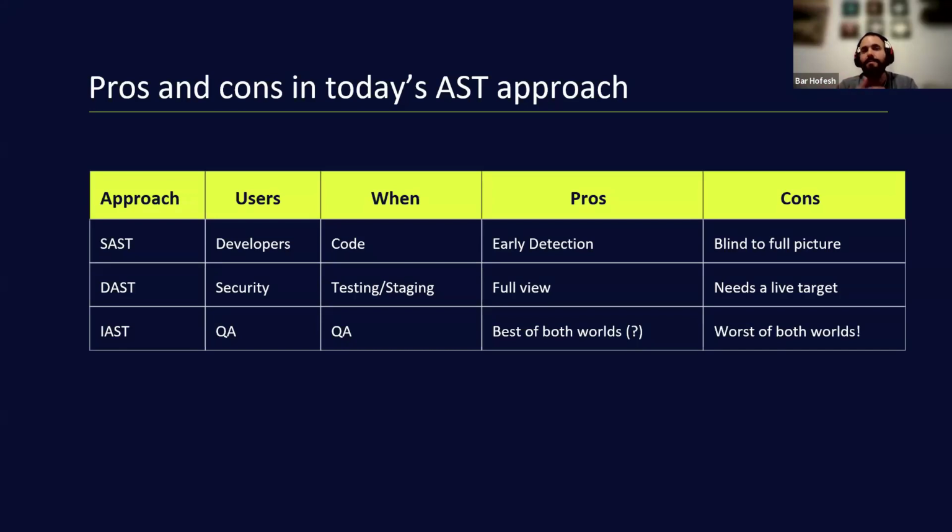So SAST is aimed mainly at developers. It runs in the IDE, it scans the code when you're doing your coding phase. The pros, of course, are early detection, but the cons is that SAST solutions are usually blind to the full picture. Because today's software is very microservice oriented, and a lot of the code that we work on is in very small pieces, and sometimes we can't get the full context of which requests come from where.